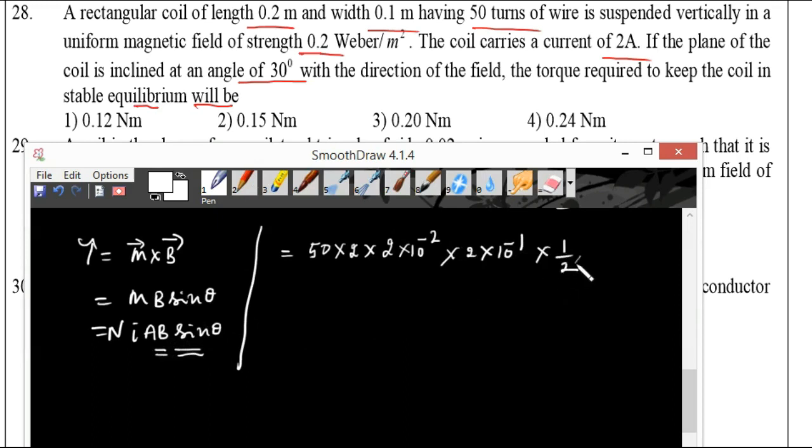2. So this 2 and 2 get cancelled. This is 100, this 100 and this 100 get cancelled. That's 0.2 Newton meter torque.